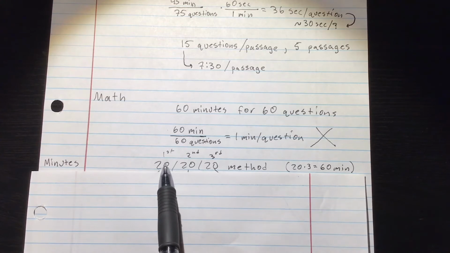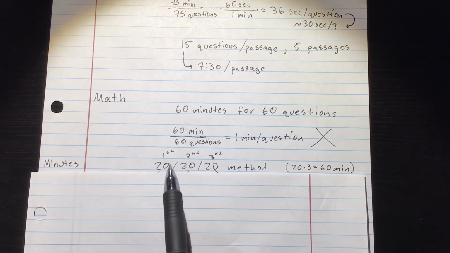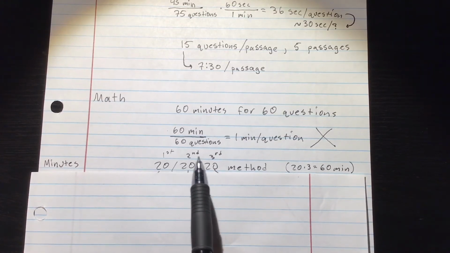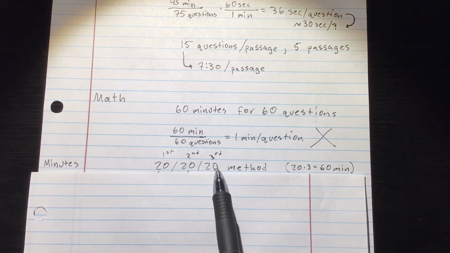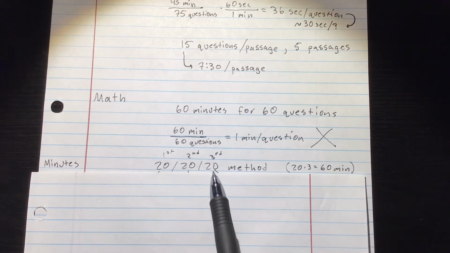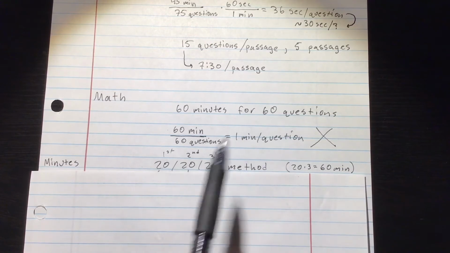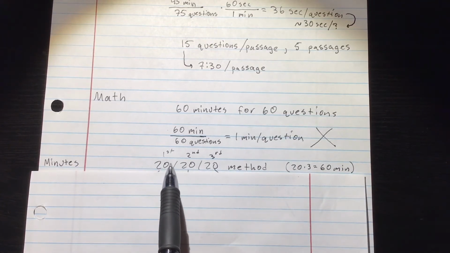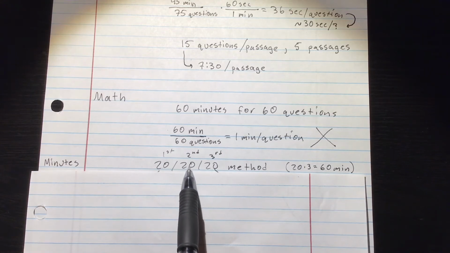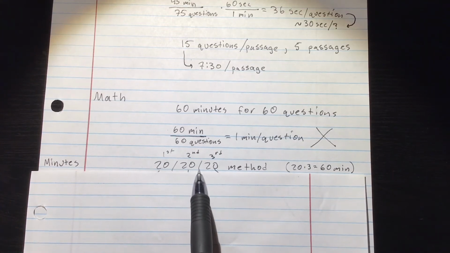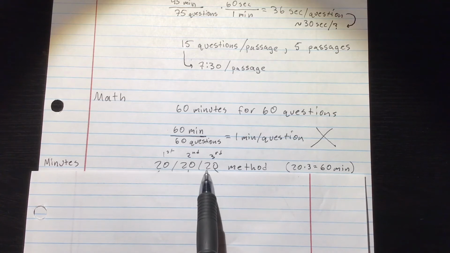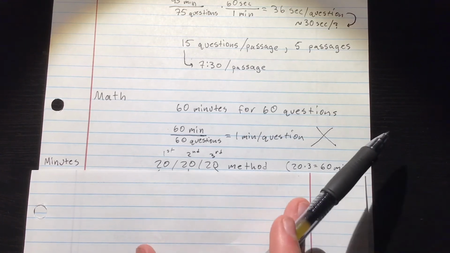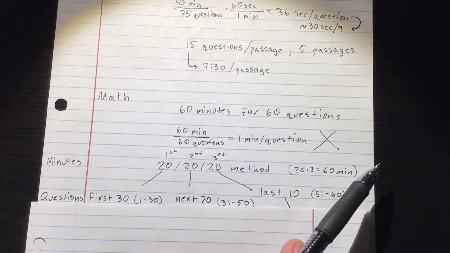So the first 20 minutes, you're going to be taking the questions faster. The second 20 minutes, medium pace. And the third 20 minutes, you're going to be taking the questions the slowest. So the idea is to take the first 30 questions in the first 20 minutes, the next 20 questions in the next 20 minutes, and the last 10 questions in the last 20 minutes. So I wrote that down over here.